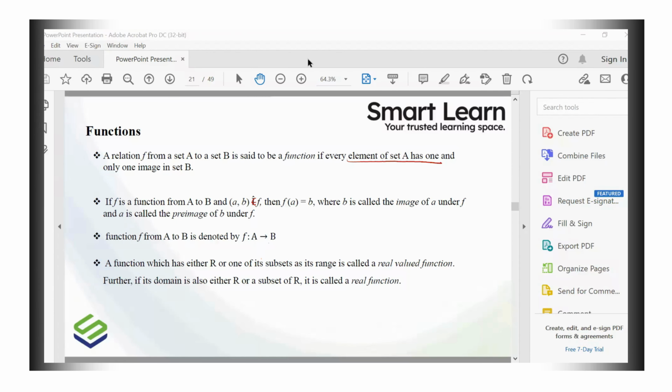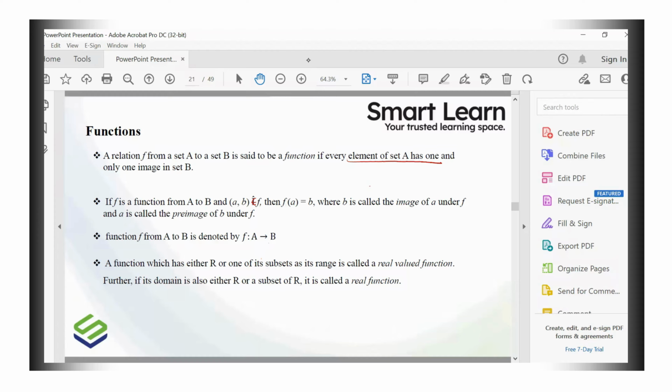Hi children, this is the second part of our relations and functions chapter, that is the functions. A relation f from a set A to set B is said to be a function if every element of A has one and only one image in set B. Every element of set A has one and only one image.